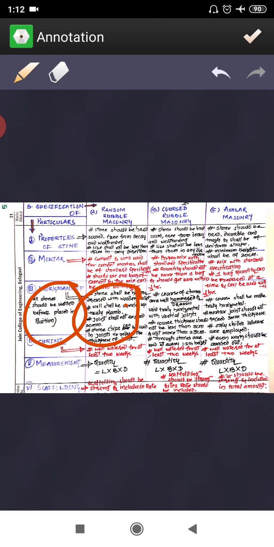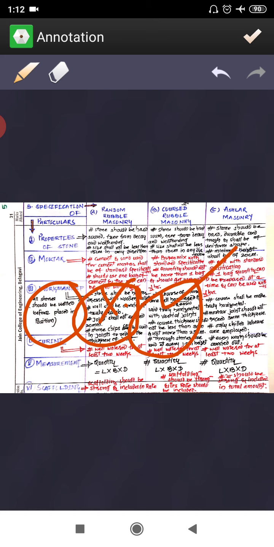But when you go for the coursed one, there will be some changes. It will also be hammered and dressed. But there we are going to maintain the horizontality and verticality, but here in random rubble we don't maintain the horizontality and verticality. And there we are going to use a course of stone, right? The course thickness should not be less than 3 centimeter and should not be more than 23 centimeter.